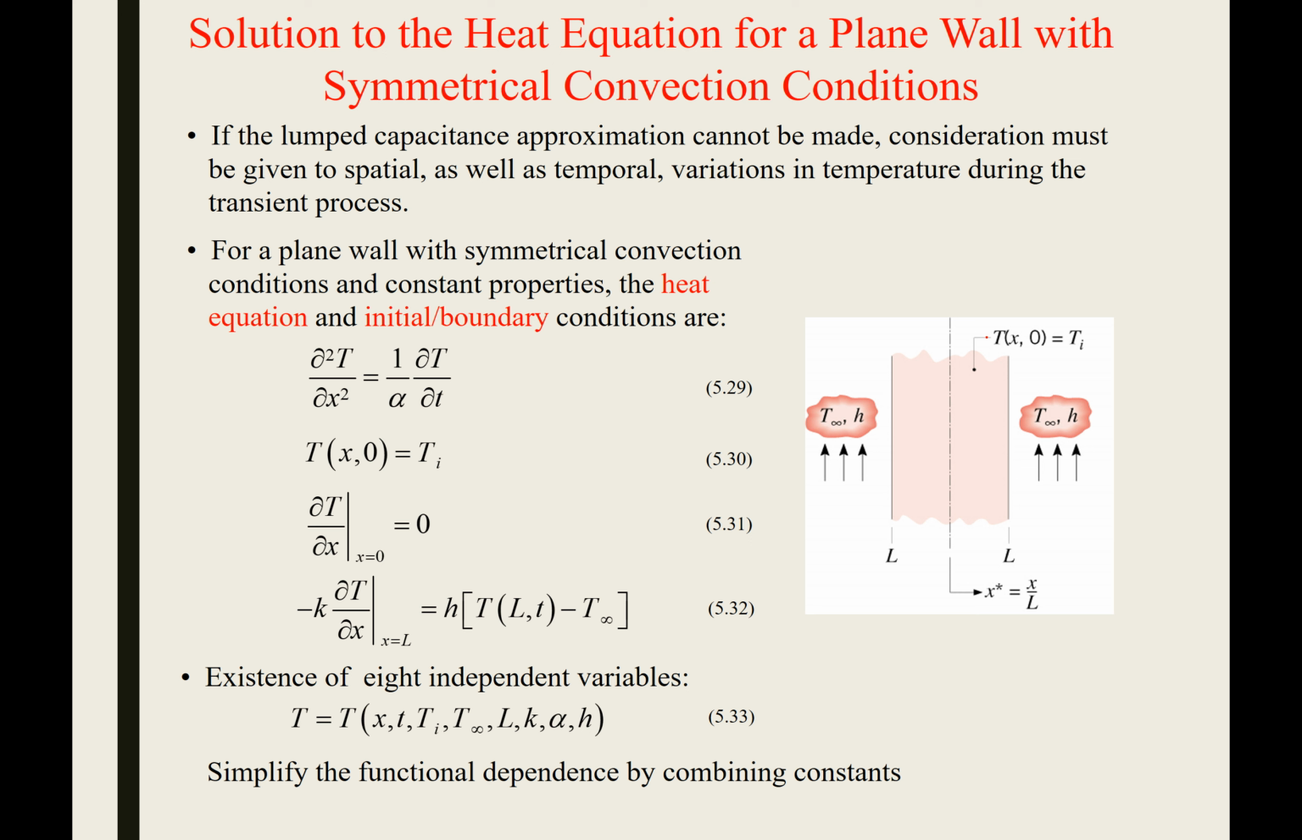In this particular case, we are solving a plane wall system with either some symmetry or insulation. So you have a plane wall, you have convection happening on each side, and T infinity is assumed to be equal on each side. So that gives us this boundary condition that there is 0 flux at the center.